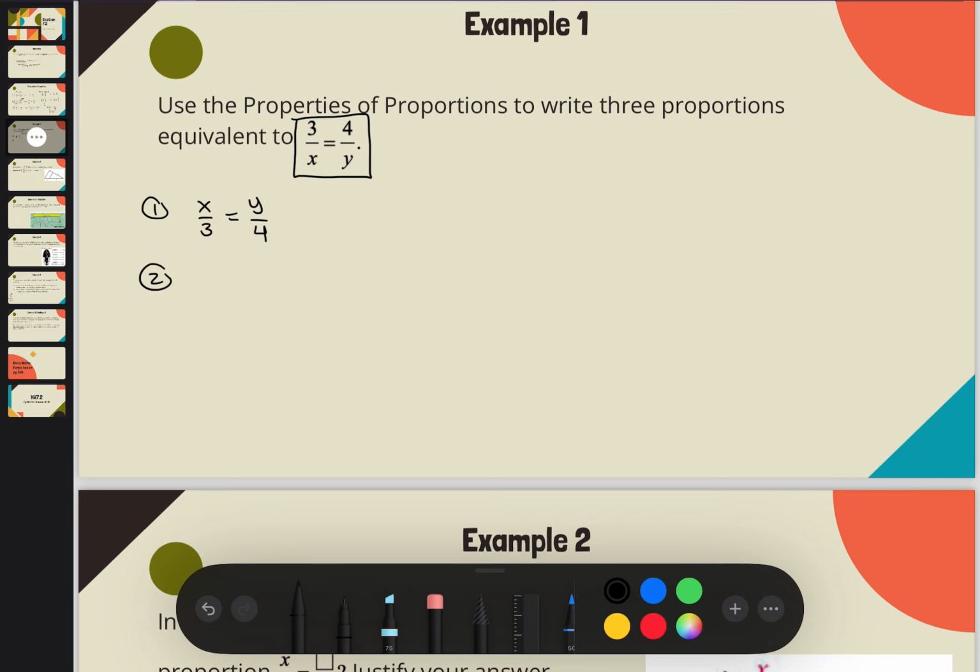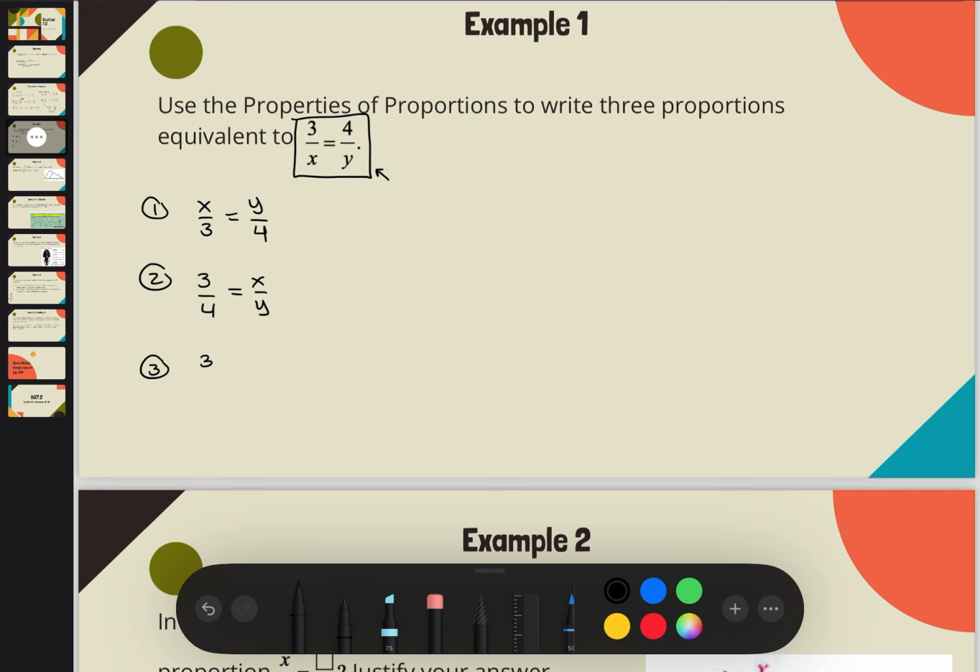What is number 2? That one, I am just flip-flopping the means. So again, starting with our original up here, my means are x and 4. When I switch them, that gives me 3 over 4 equals x over y. So again, for this problem, I'm not solving for anything. We are just rearranging and practicing using those properties. Try out the last one.